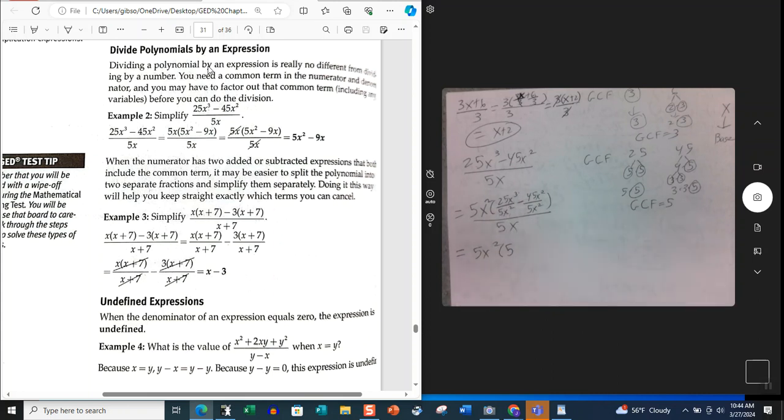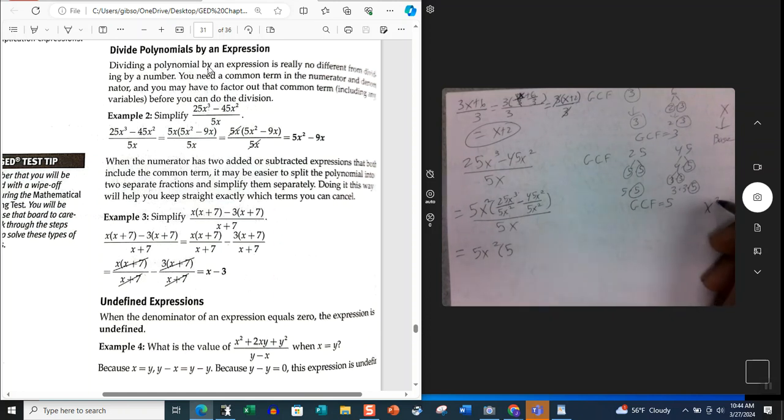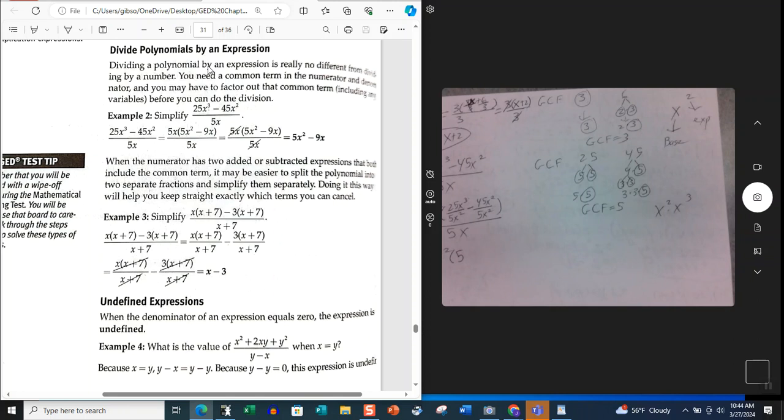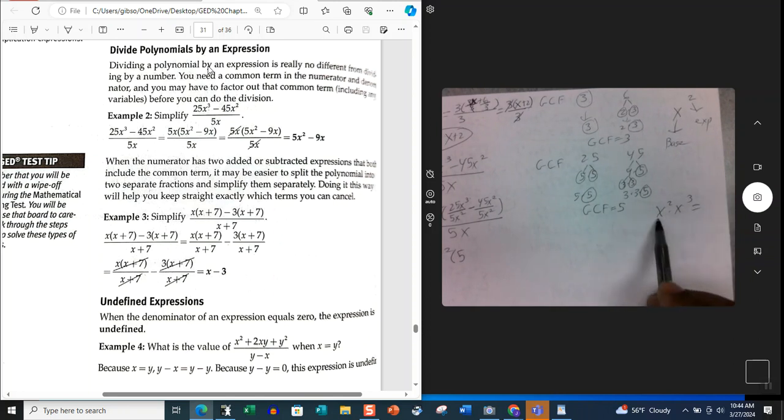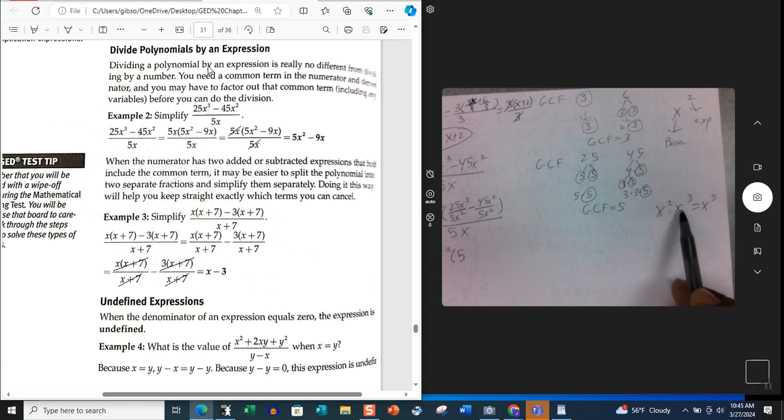Now this would be 5x squared, and in parentheses, 25 divided by 5 is 5. X cubed divided by x squared. Now, when you're dividing exponents, remember when we multiplied exponents, and I showed you this in the previous when we were multiplying monomials. X squared times x to the third. They have the same base. You carry over the base. Then you add the exponents. 2 plus 3 is 5.